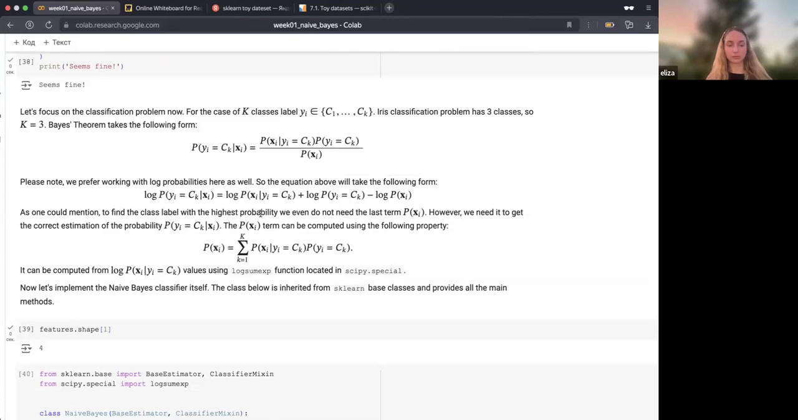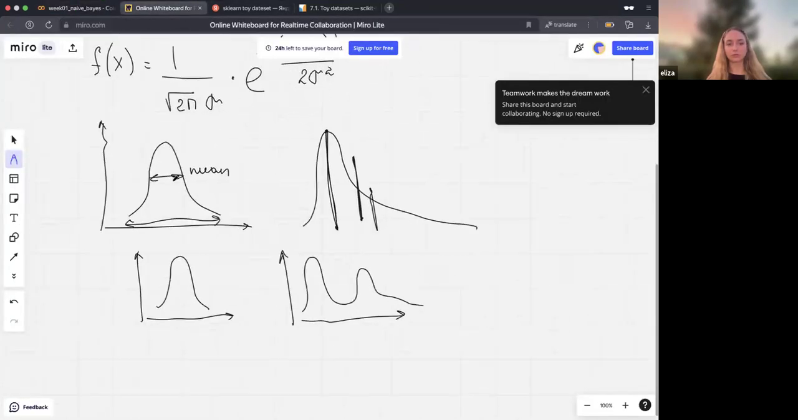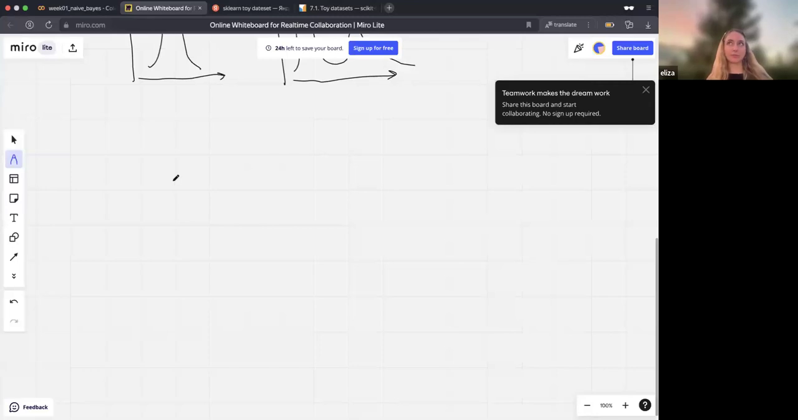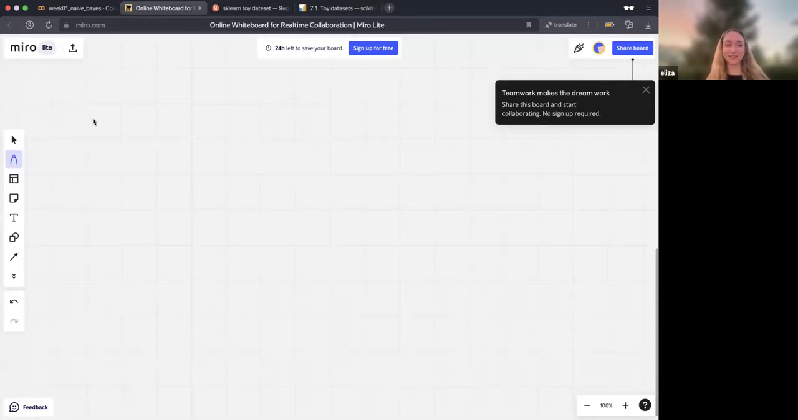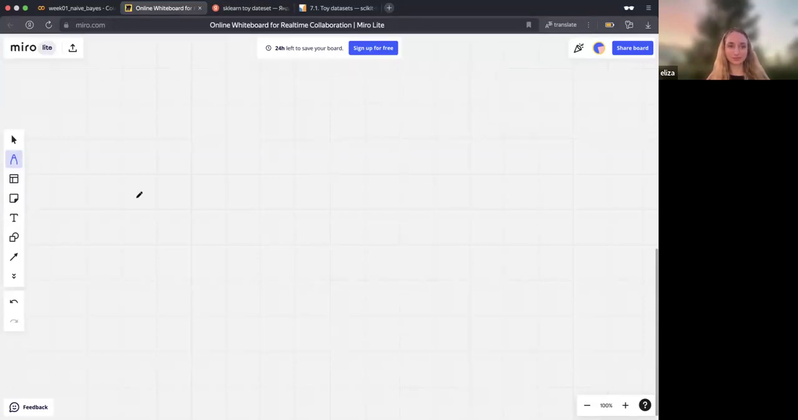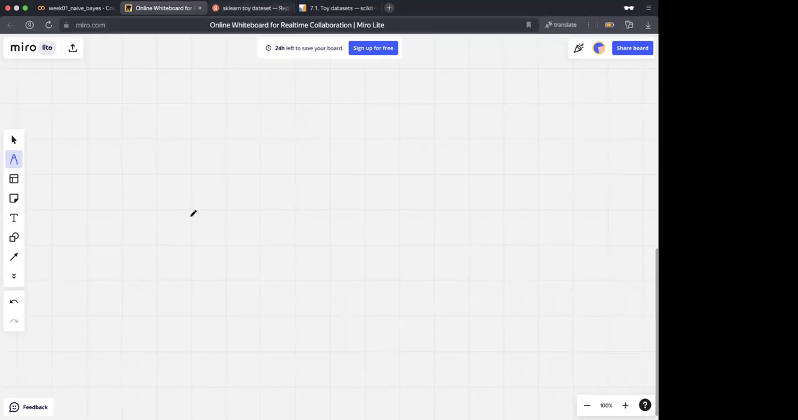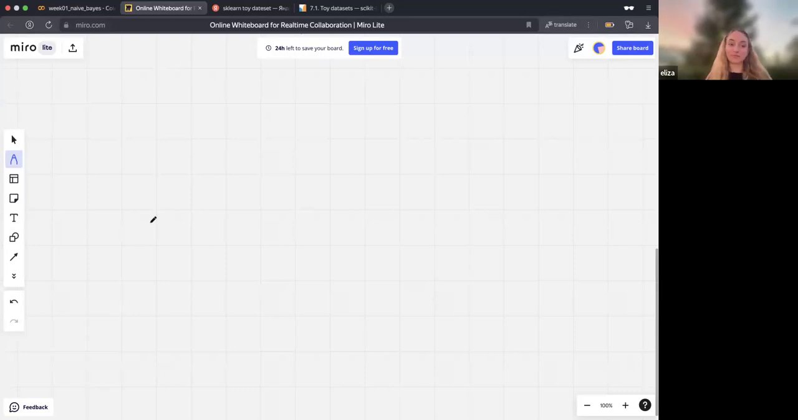Let's discuss the naive Bayes classifier. Tell me why the naive Bayes classifier is naive. I think this information was in the lecture. We didn't have a lecture yet, so we don't have the context yet. Oh, okay.